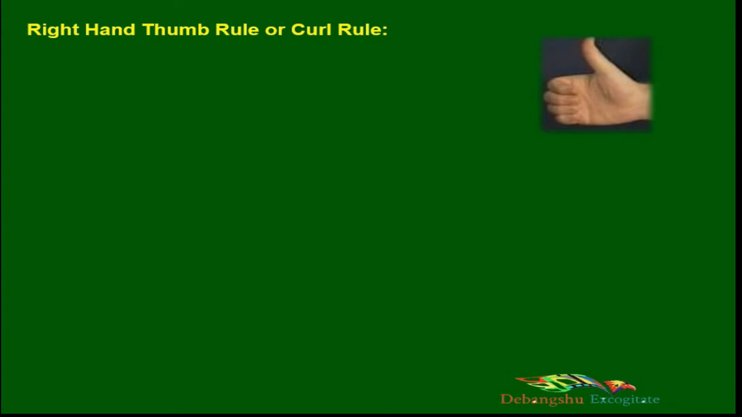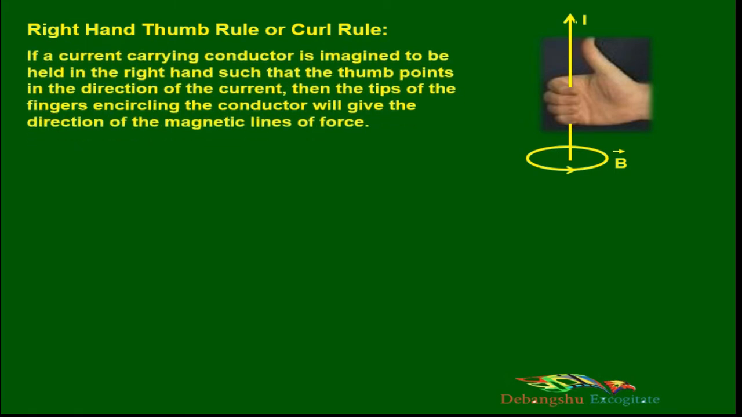Right-hand thumb rule or curl rule. What does it say? If current is along the direction of the thumb, the magnetic field direction B is along the curled fingers of the right hand. If a current carrying conductor is imagined to be held in the right hand such that the thumb points in the direction of current, then the tips of the fingers encircling the conductor will give you the direction of the magnetic lines of force or lines of induction.